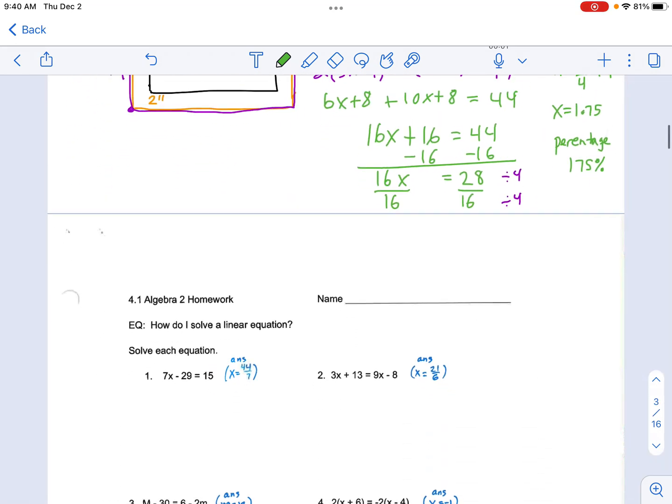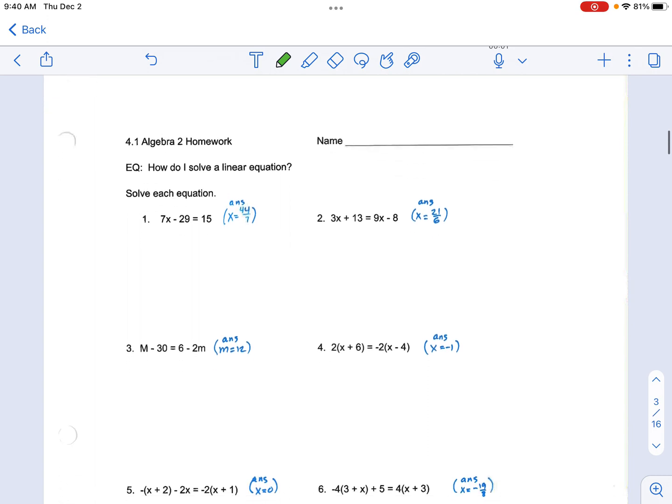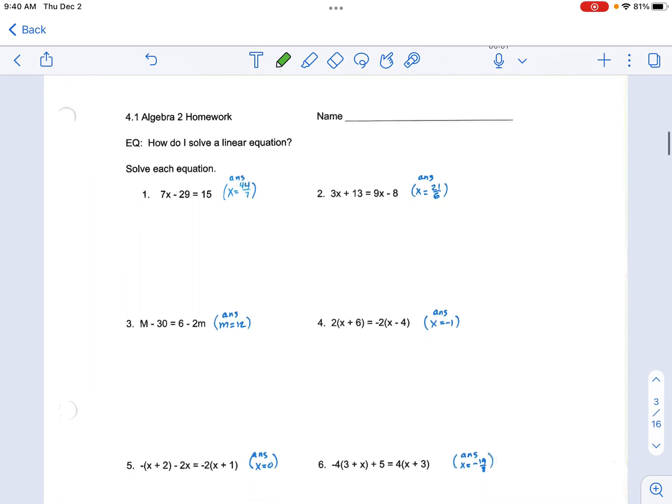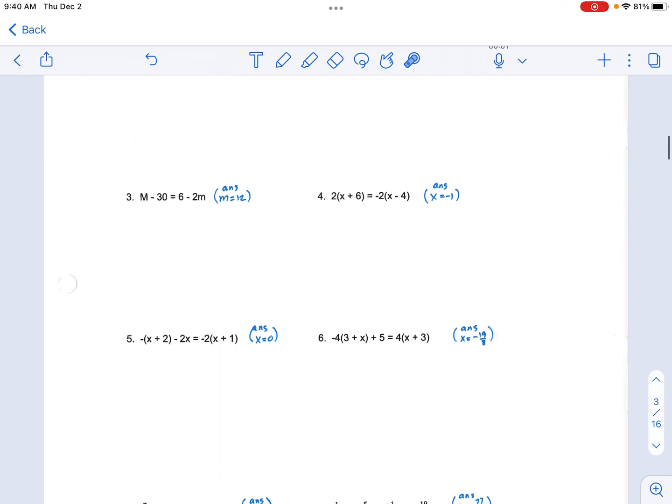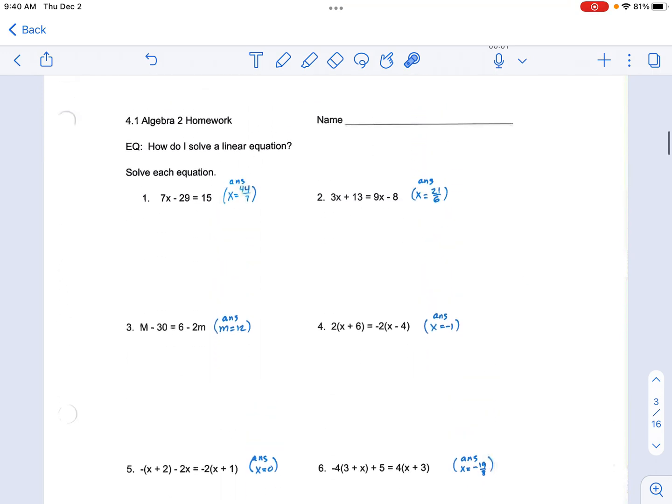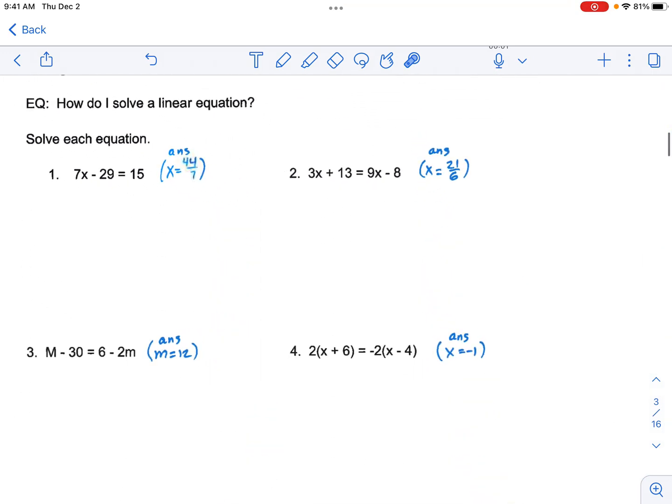All right, so those are the notes for 4.1. If you're following along in the packet, then your 4.1 homework is just on the next page. Notice that you have the answers. The answers are provided here, and that's just to give you some immediate feedback as to whether or not you've done the questions correctly.